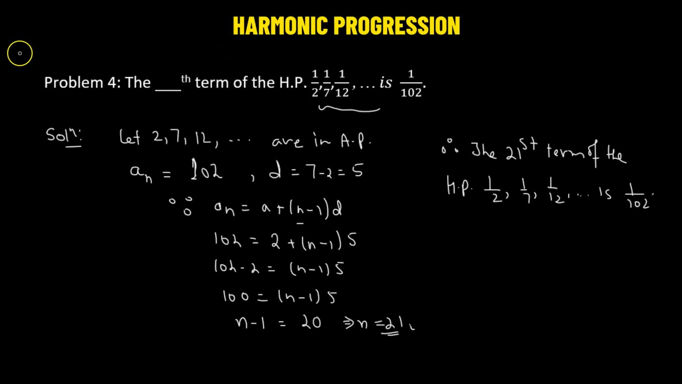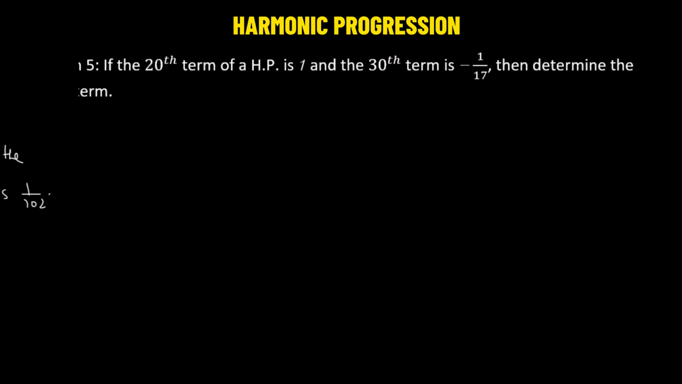Let's go to one more problem. Problem number 5. Here we're given the 20th term of a harmonic progression, that's 1, and the 30th term is -1/17. We'll need to determine the largest term. So let's try to do the problem in a slightly different way.